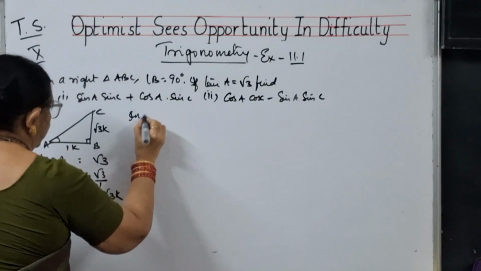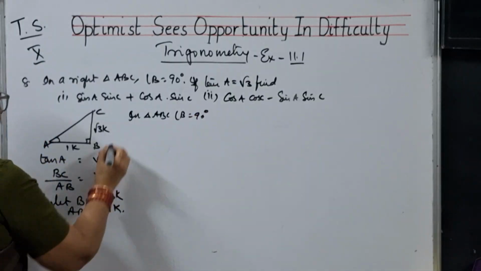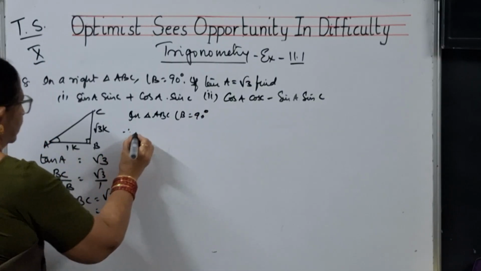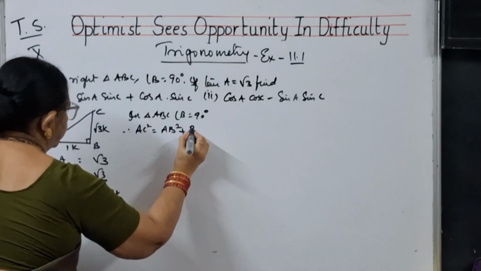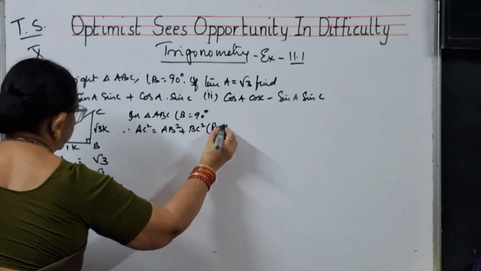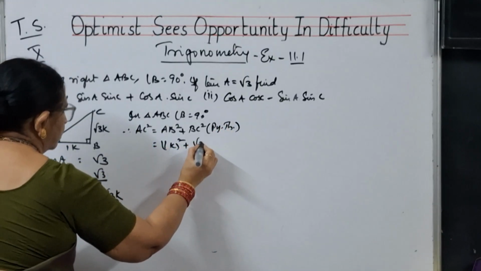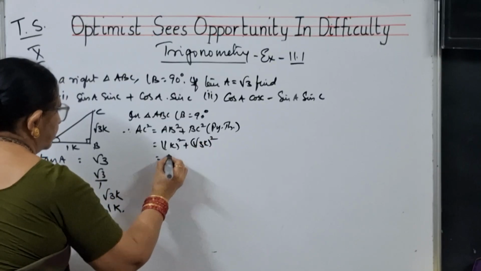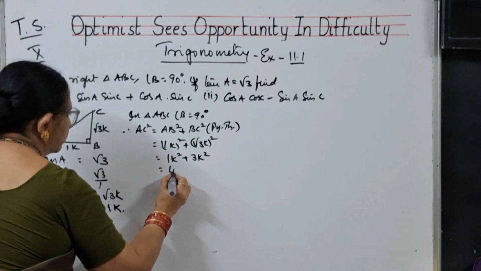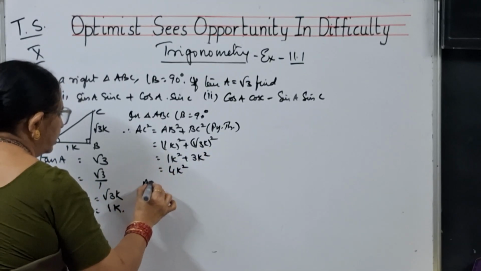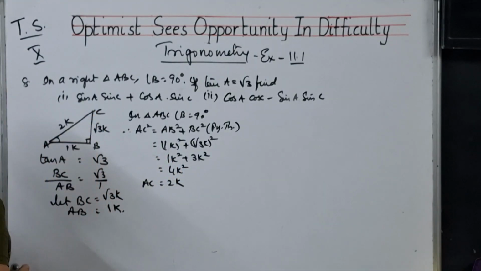So in triangle ABC, angle B is 90 degrees. Therefore, we want AC. AC square is equal to AB square plus BC square, based on the Pythagorean theorem. So this is 1k whole square plus root 3k whole square. That means 1k square plus 3k square, root 3 into root 3 is 3. So 4k square you will be getting. So AC is equal to 2k we have got.